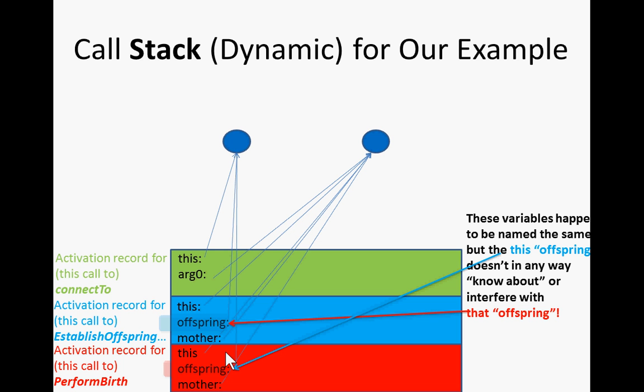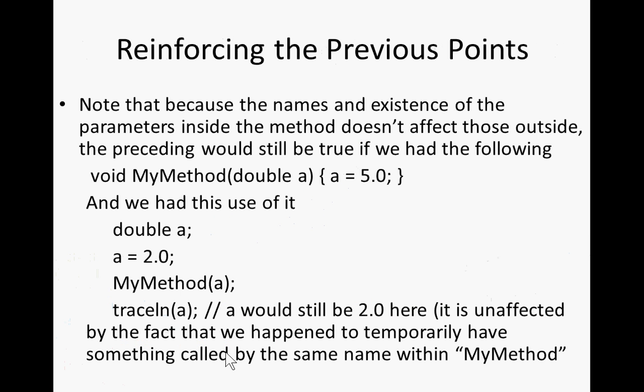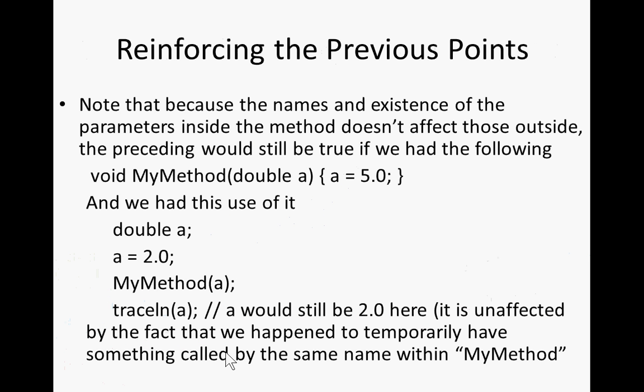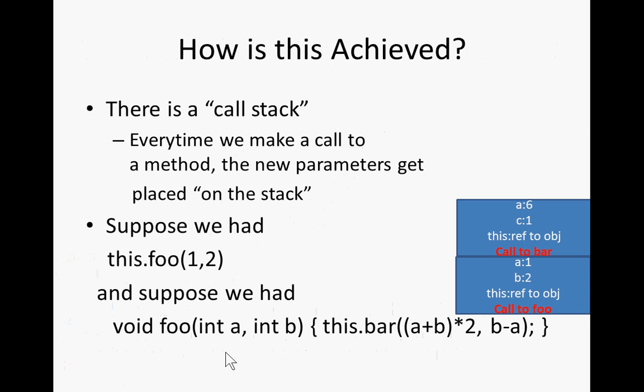So folks, we emphasized this before. There's a call stack. Every time we make a call to a method, the new parameters get placed on the stack. Suppose we had this dot foo of 1, 2, and this is how foo is defined here, and so we pass it an A and a B. This is implicitly the thing it's called on. Then we have this dot bar. So foo calls this dot bar of A plus B times 2 and B minus A. Okay. So A plus B times 2 is 1 plus 2, which is 3 times 2, which is 6, and B minus A is 1.